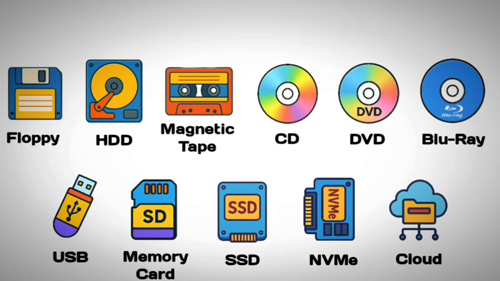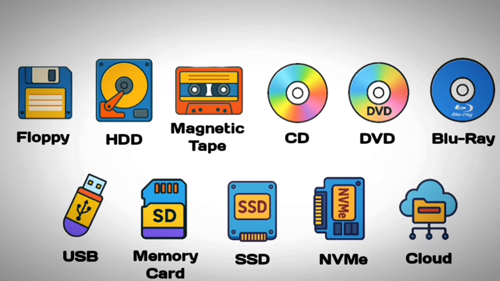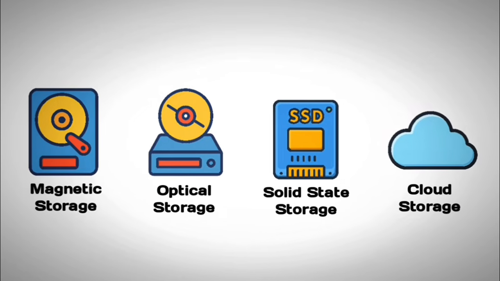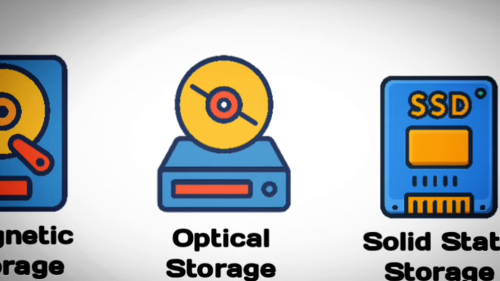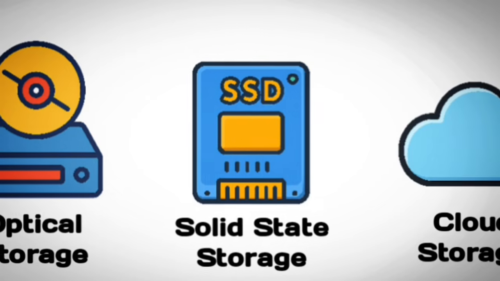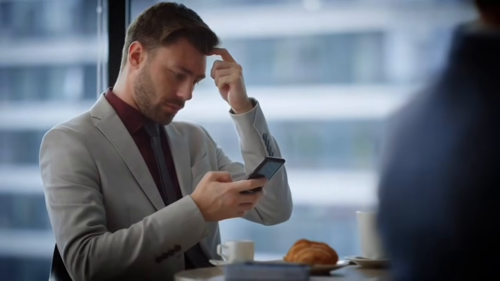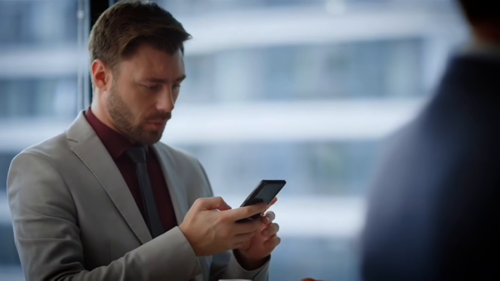These are the various methods you can use to store your data, and they can be classified into four main types: magnetic storage, optical storage, solid-state storage, and finally cloud storage. Let's understand each storage device step by step.